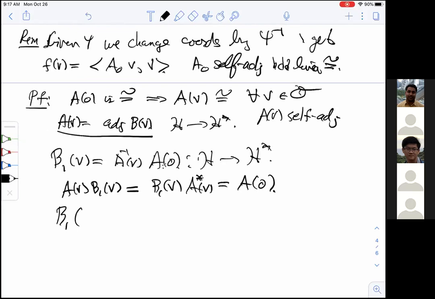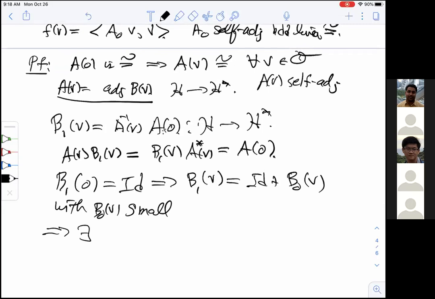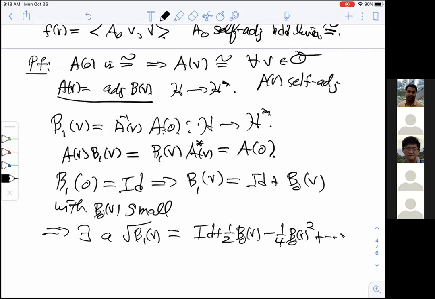Now, B1 at the origin is the identity. That implies B1 at any V can be written as the identity plus B naught of V, with B naught of V small in operator norm. So that means there exists a square root, which is in fact given as a power series, identity plus 1/2 B naught of V minus 1/4 B naught of V squared, and so on. You just recursively solve this equation to get the square root.